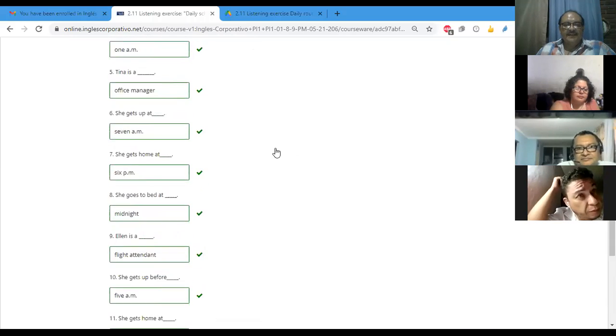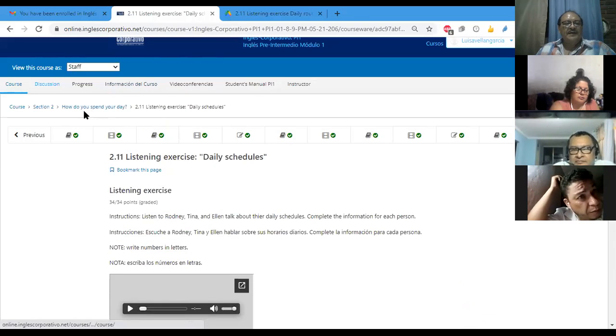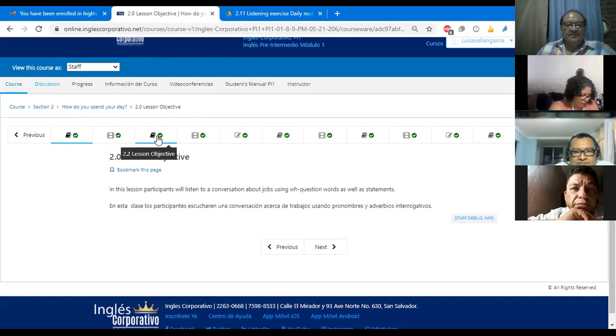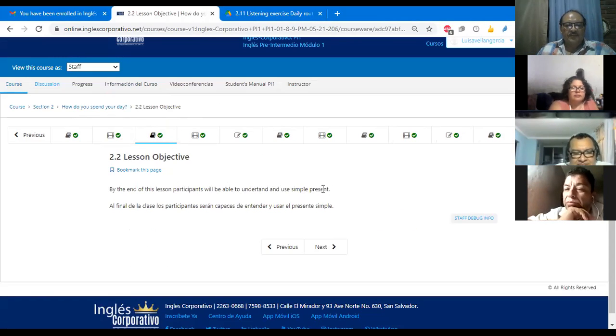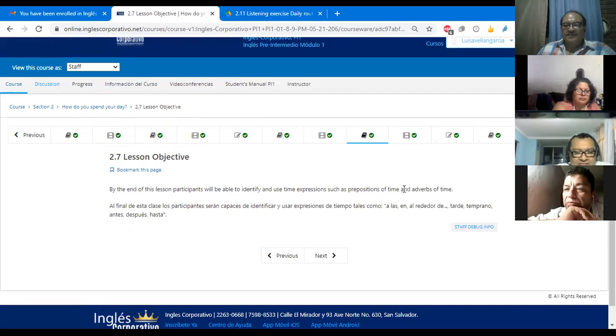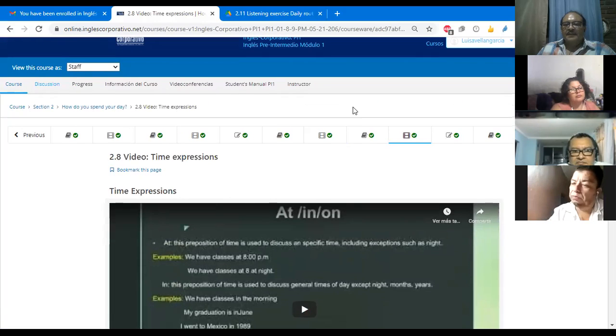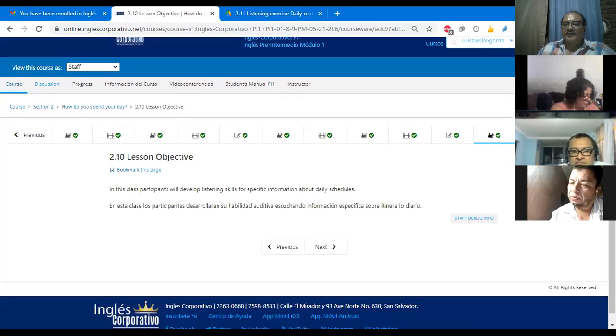Okay, section number 2, this is the last exercise. We finish with how do you spend your day, right? We saw the WH question words. We have the simple present, time expressions, then the adverb of time, right? So which was this one? And then we have the practice and the listening, right? With daily schedule. Remember, daily schedule is what we do every morning, every day, every afternoon, okay?